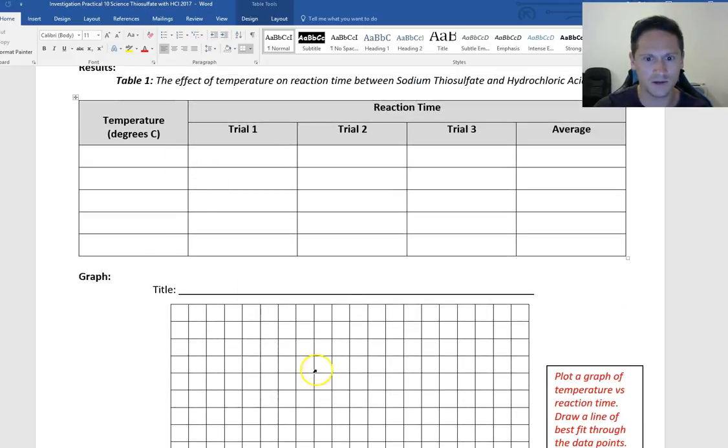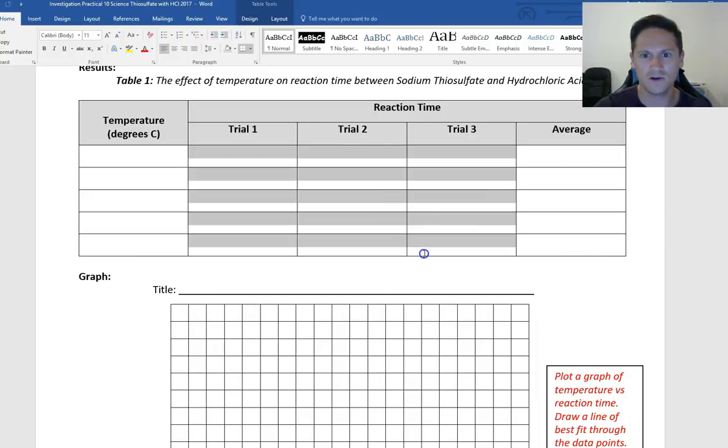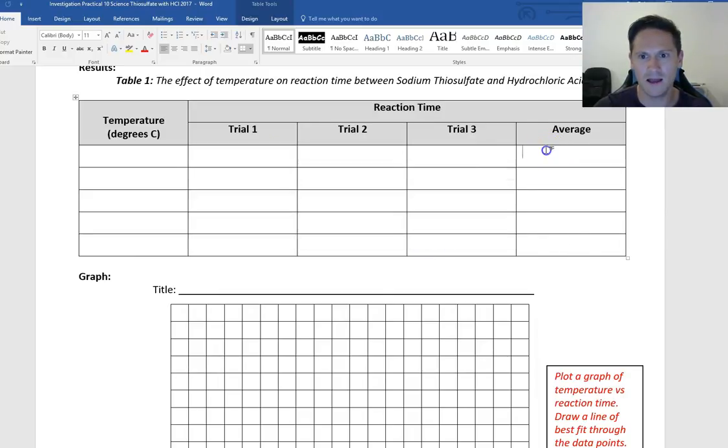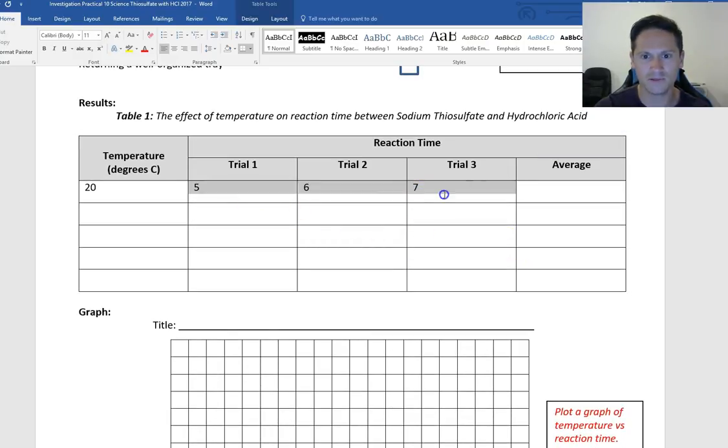Just make sure when you're drawing your graph, you're only graphing your temperature and your average. Don't graph the trials, okay? The only point is to obtain an average here. Now guys, if you have 20 degrees and you have 5 and you have 6 and you have 7, your average, you add up the three results and then you divide them by 3, okay? So the number for your average is going to be in between all of these numbers. So the average of these three is going to be 6, okay?